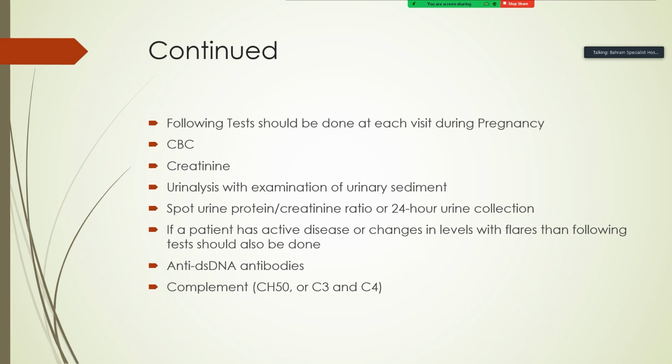It includes CBC, creatinine, urinalysis with the urinary sediment, which is very important to differentiate between preeclampsia and lupus nephritis. And spot urinary protein creatinine ratio should be done. And then if a person is having active disease, or you suspect the patient is having flare, then we should check for anti-dsDNA antibodies and complement levels. Rising anti-dsDNA antibody levels and the trend of decreasing complement levels will help us to differentiate whether it's an active SLE flare or the pregnancy-related symptoms.